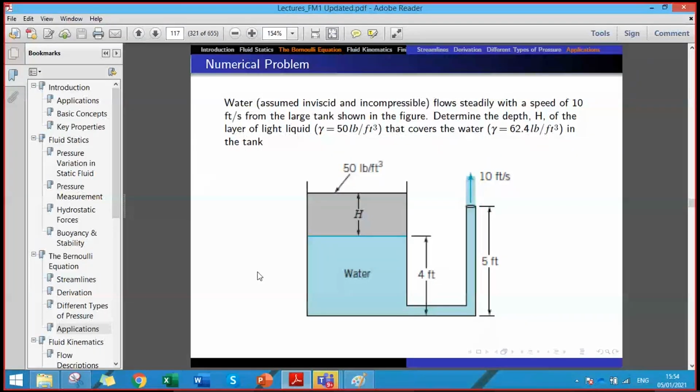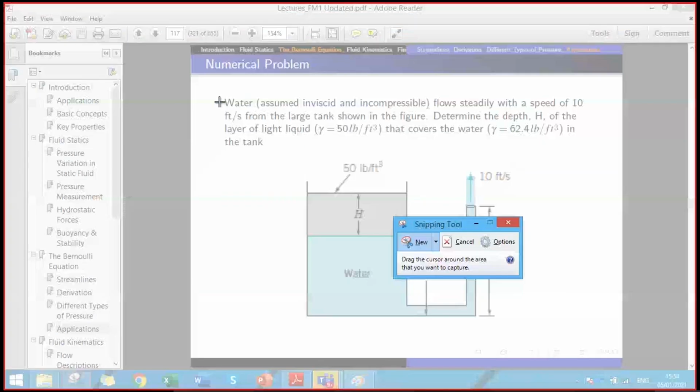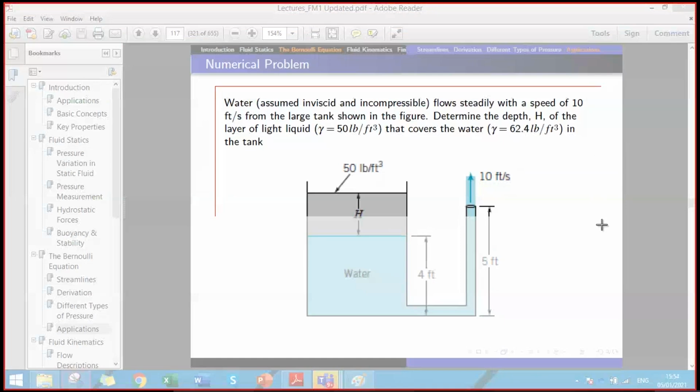So if it is clear, we are going to solve different problems related to the Bernoulli equation, so that we can have a better idea of the Bernoulli equation and its applications. Starting with problem number 1, I will just be guiding you. You will help me in solving the problems.